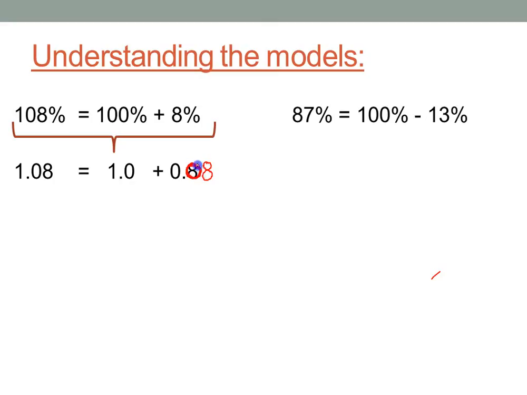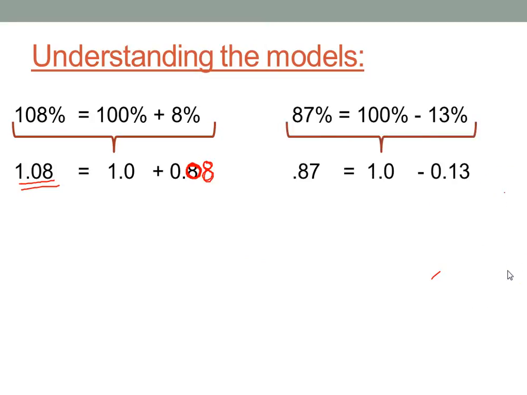8% would be 0.08. And when you add those together, that's where you get your 1.08. 87% would be 0.87. 100% is still that 1.0. 13% is 0.13. And if you were to take 1.0 minus 0.13, that is where you would get your 0.87 or your 87%.